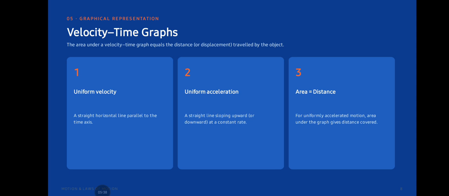Velocity time graph. The area under a velocity time graph equals the distance or displacement travelled by an object. First, uniform velocity, that is a straight horizontal line parallel to the time axis. Uniform acceleration, a straight line sloping upward or downward at a constant rate. And the third one is area equals distance. For uniformly accelerated motion, the area under the graph gives the distance covered.